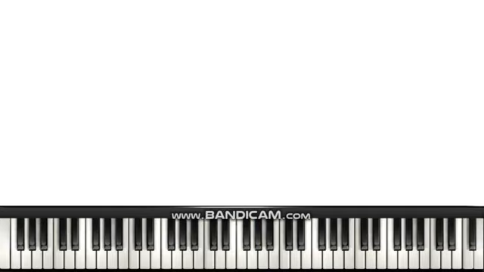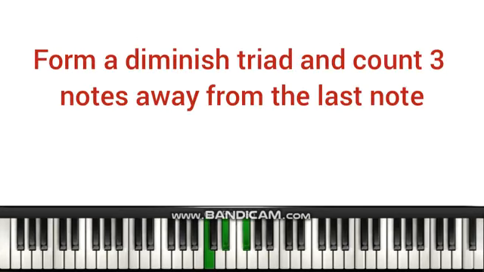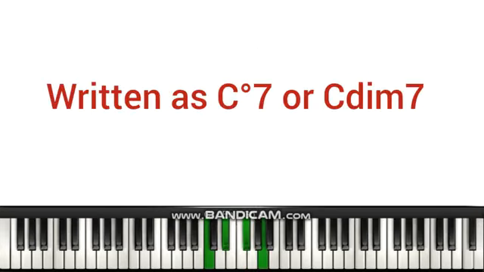Okay, the next chord we want to look at is the diminished 7th. So the diminished 7th, you form your diminished chord first, then you count 3 notes from the last note. You have 1, 2, 3. You have a diminished 7th chord.